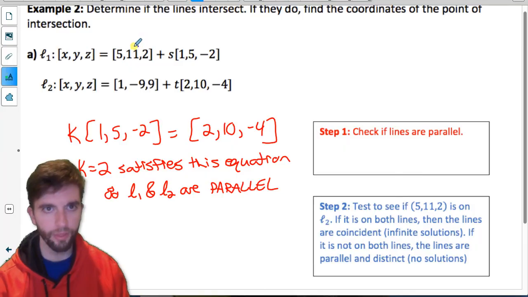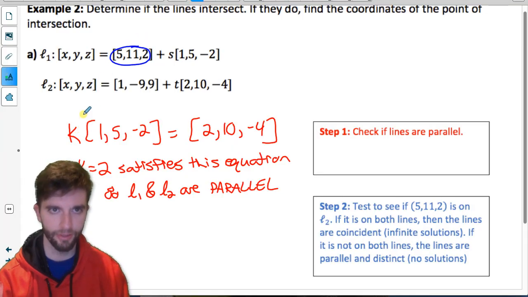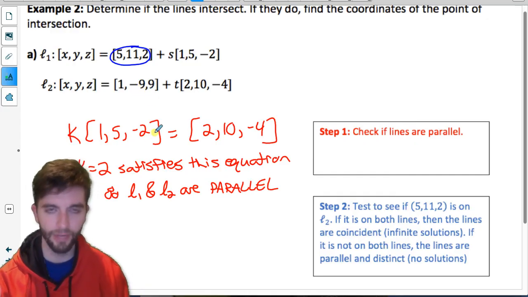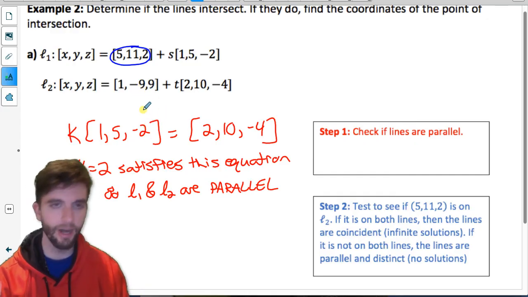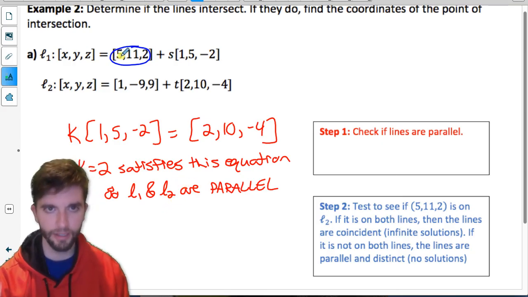Well, I know this point 5, 11, 2 is on line 1 because the position vector points to a point on the line. But is that point also on line 2? If it is, then the lines are on top of each other and they're parallel and coincident. If it's not, then they're parallel and distinct, meaning there'd be no solutions. So let's check. Is point 5, 11, 2 on line 2?